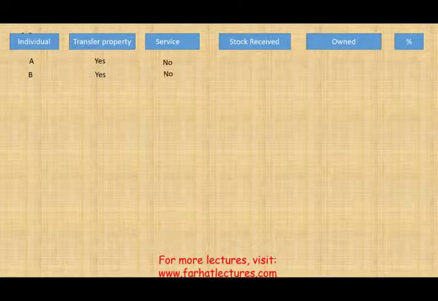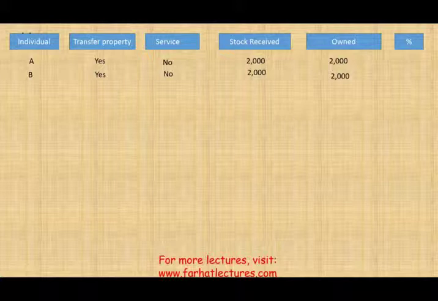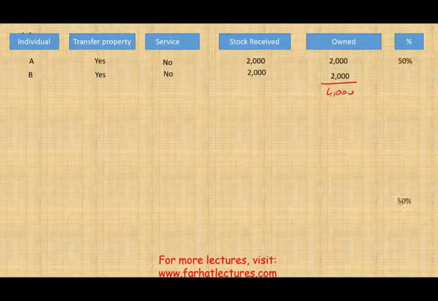They did not contribute any services. We'll talk about services later. A received 2,000 shares. B received 2,000 shares. So A in total now owns 2,000 shares. B in total owns 2,000 shares as well. So together they own 4,000 shares. That's 50% ownership for each.